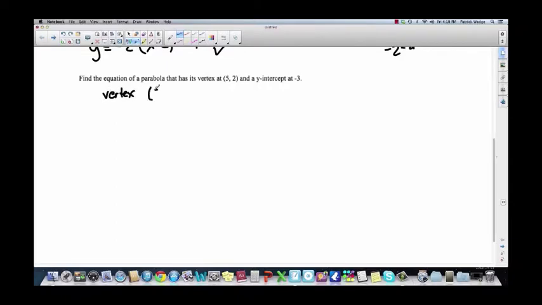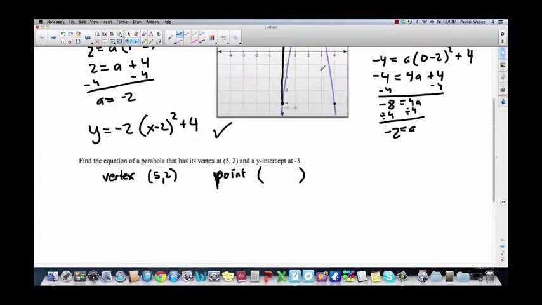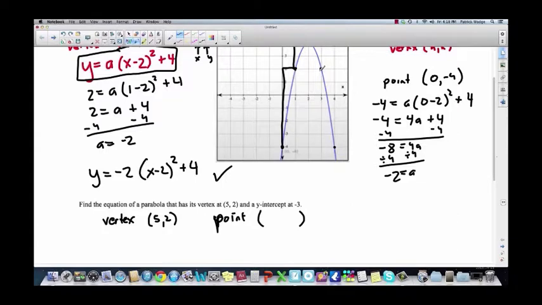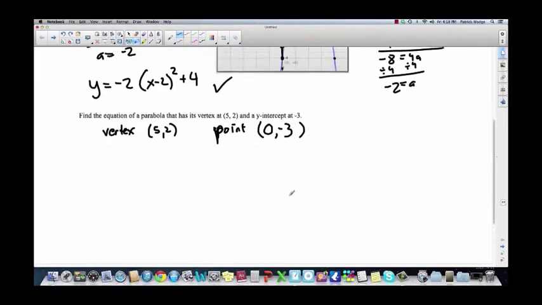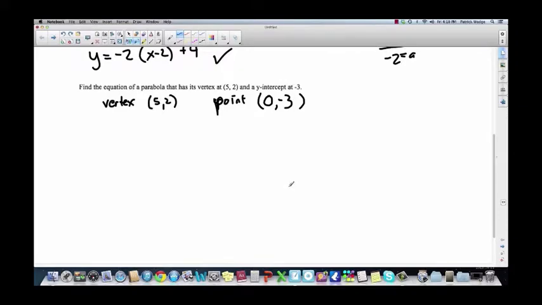The vertex is 5, 2. The y-intercept, or my other point, is a y-intercept. So I don't want to just put negative 3. That's not a point. How do you name the point for the y-intercept at negative 3? I'll go up here and show you. It's right here, right? That's the y-intercept at negative 3. What point is that? That's 0, negative 3. Make sure you write the 0 in there, or think about the 0, because otherwise you're not going to get this answer right.